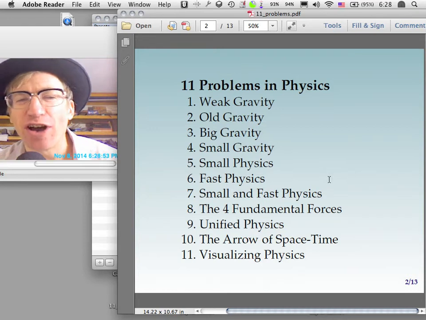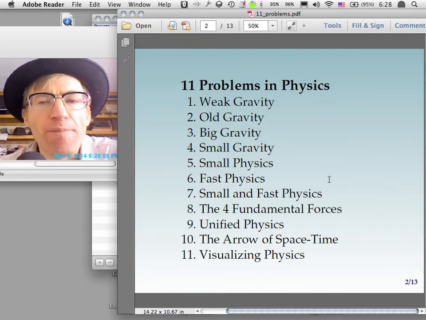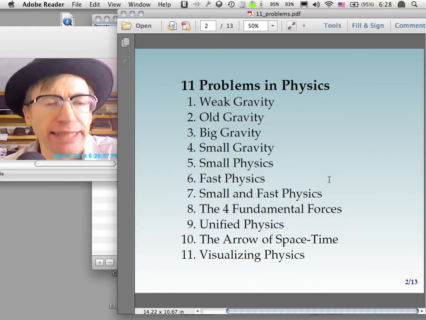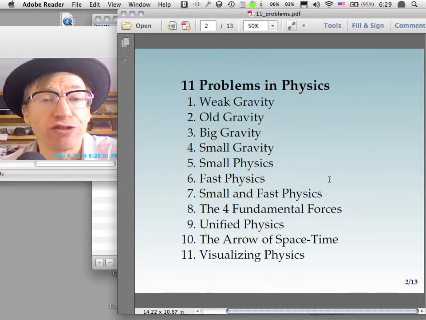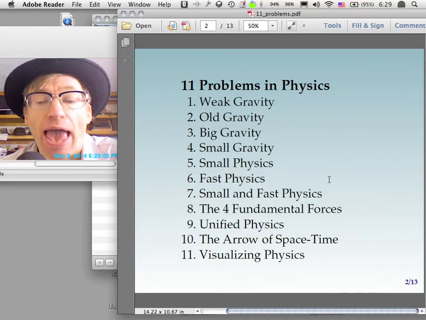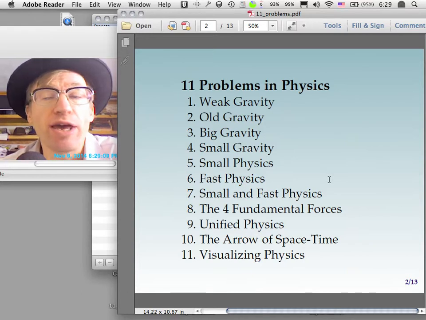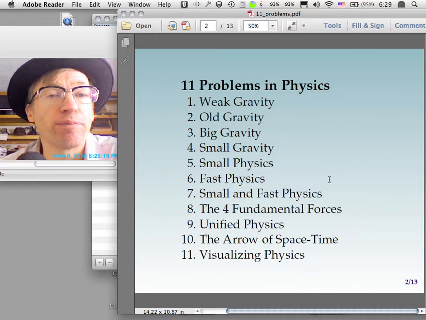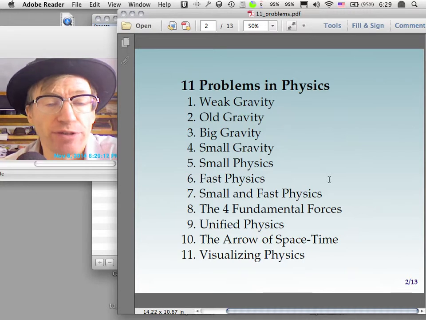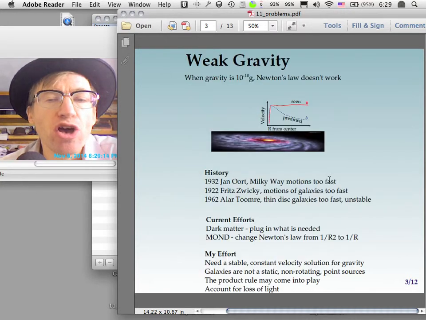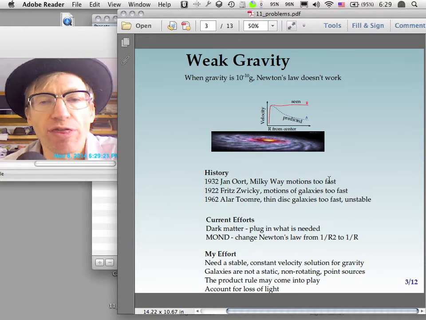Hi, in this talk I'm going to go over my own speculations, and that's all they are, as far as gravity is concerned, because I think there are big problems there, and I'm not happy with the current proposals that we have on the table to deal with these problems. So for weak gravity, that's where it's 10 orders of magnitude smaller than it is here on Earth.